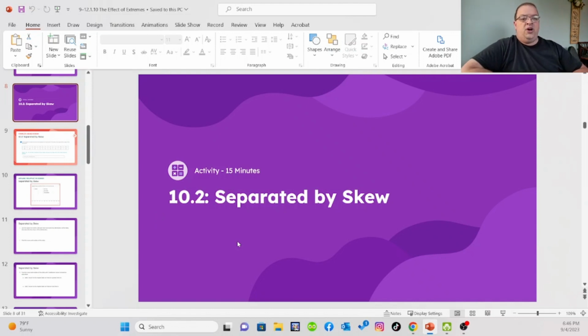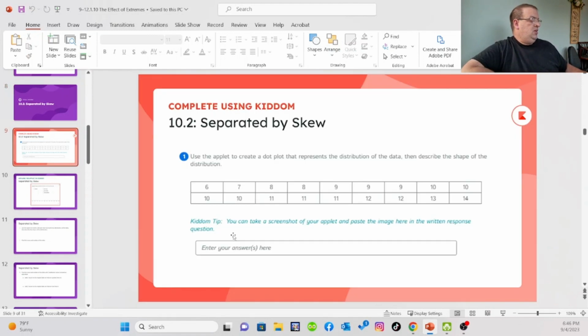Okay, we'll move on to activity 10.2. This one should take about 15 minutes. This one is titled Separated by Skew. Again, this is available on Kitum or in the workbook, or feel free to just work on one of the whiteboards in class as we work our way through this.